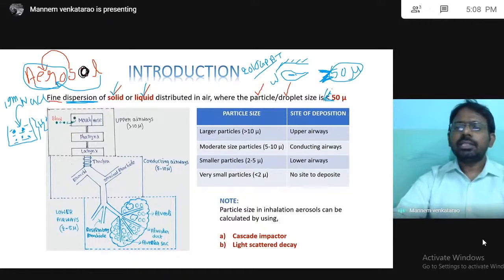That's why only invisible particles are allowed in a dispersion. It may be an aerosol, an emulsion, a suspension, or a solution. But in a solution, suspension or emulsion, there are no visible particles. If any visible particle is present, then the dosage form is not acceptable.